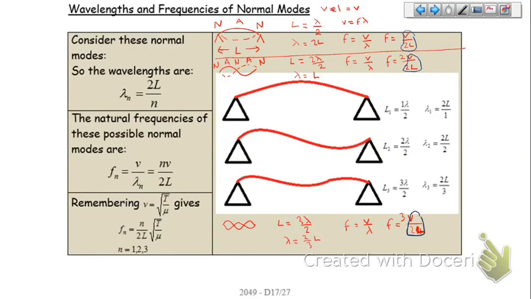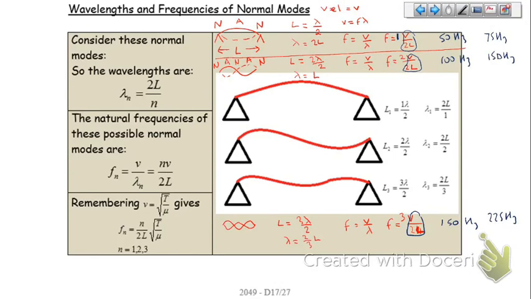The first harmonic was 1 times that value. The second harmonic was 2 times that value. The third harmonic, or the third pattern, was 3 times that value. So if this was 50 hertz, what would this one down here be? 150. This is 1 times 50. This will be 2 times 50, which is 100 hertz. This is 3 times 50, which is 150 hertz. If this was 75 hertz, this would be 150 hertz, and this would be 225 hertz.